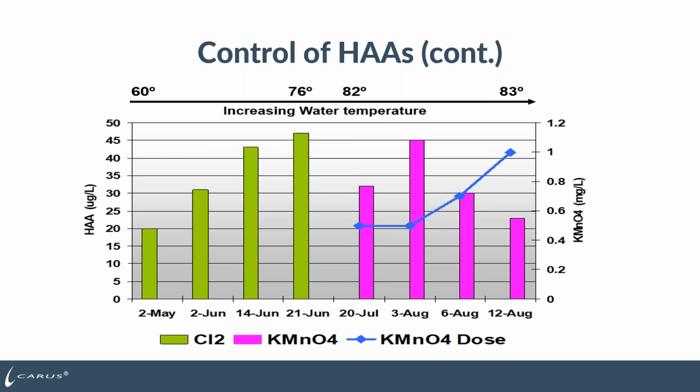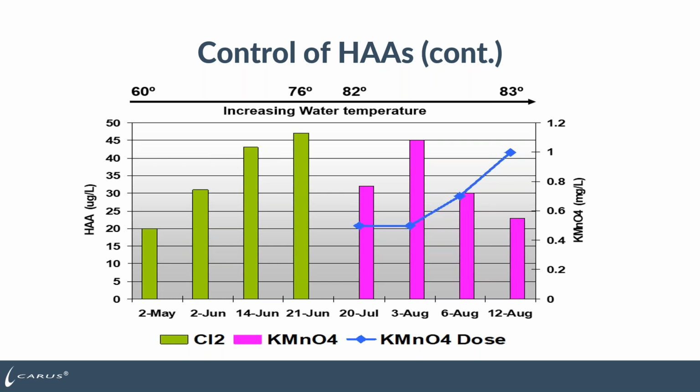So they ran multiple tests at this plant, but what they knew is that typically their HAA levels climbed as the water got warmer and they got more organics in the water in the summer months. So you can see their HAAs are actually pretty low in May of the year. They start to climb in June, and they continue to climb during the month of June. So they go from 20 all the way up to just over 45 parts per billion in the span of 2 months. So they started applying permanganate.